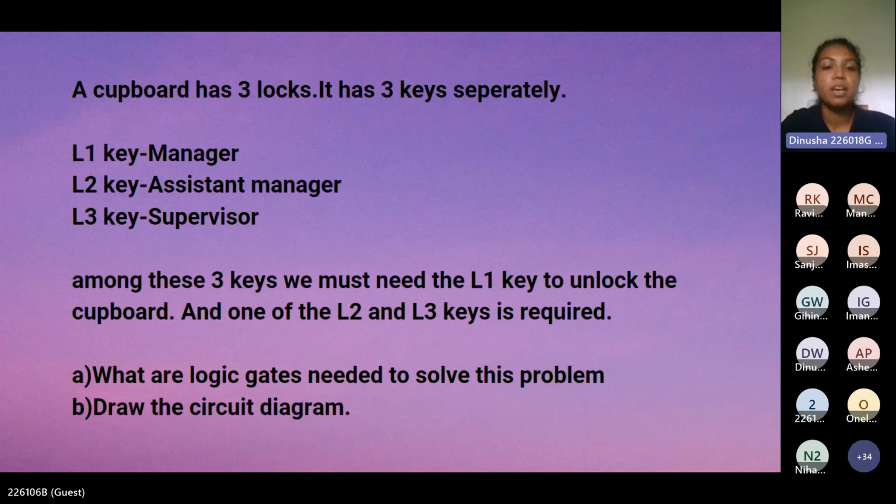Here the question is, a cupboard has 3 locks and it has 3 keys separately. The L1 key belongs to the manager, the L2 key belongs to the assistant manager, and the L3 key belongs to the supervisor. Among these 3 keys, we must need the L1 key to unlock the cupboard, and one of the L2 and L3 keys is required. The question asks us, what are the logic gates needed to solve this problem? So guys, do you have any idea how to solve this problem?